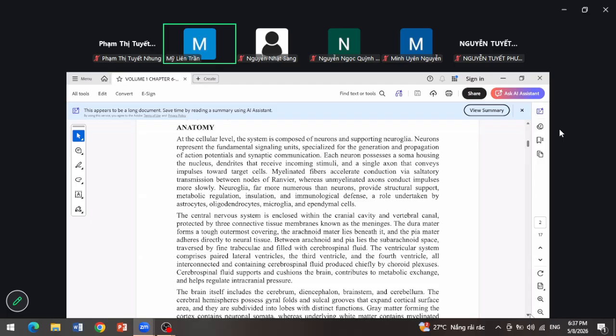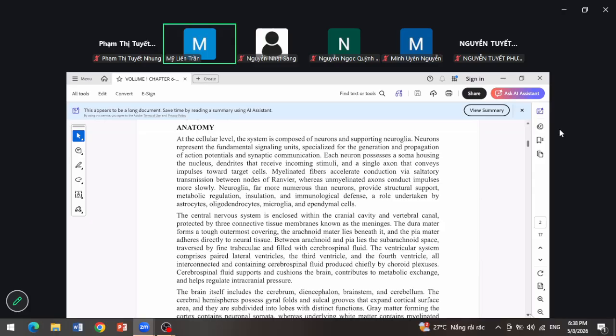Neuroglia, far more numerous than neurons, provide structural support, metabolic regulation, insulation, and immunological defense, a role undertaken by astrocytes, oligodendrocytes, microglia, and ependymal cells. The central nervous system is enclosed within the cranial cavity and vertebral canal, protected by three connective tissue membranes known as the meninges. The dura mater forms a tough outermost covering, the arachnoid mater lies beneath it, and the pia mater adheres directly to neural tissue.